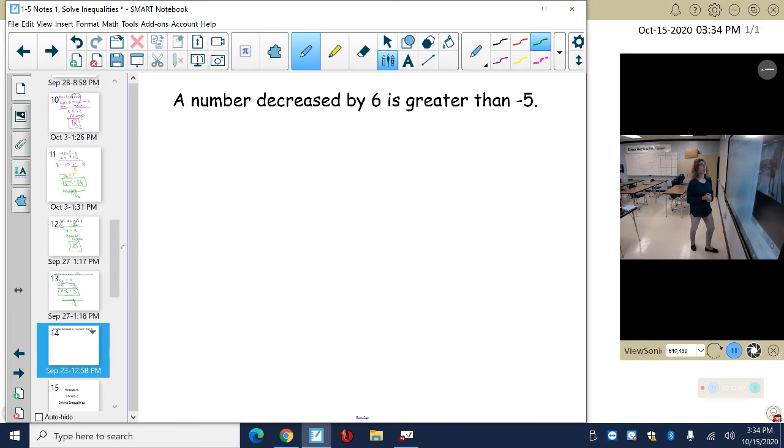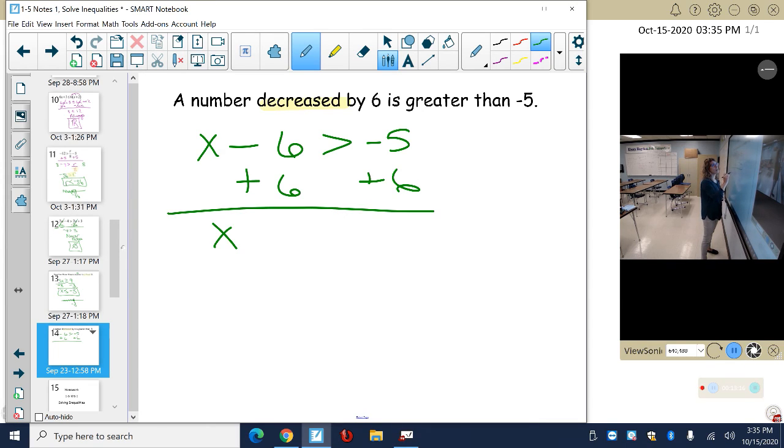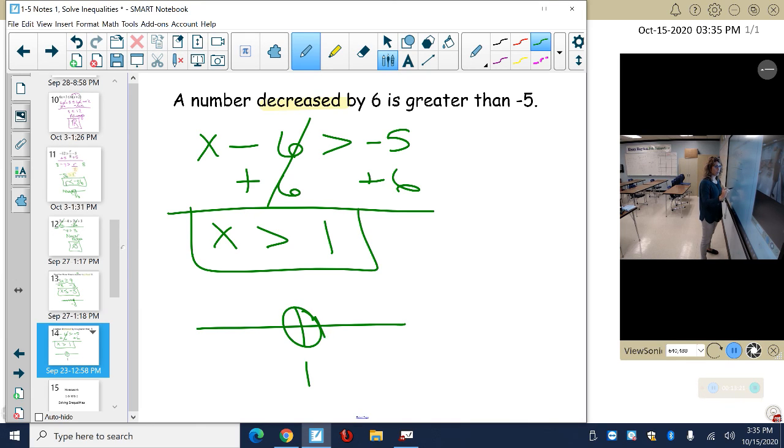Last example. A number decreased. Decreased is your key word there. What does decrease mean? Does it mean add, subtract, multiply, or divide? If I'm decreasing, I'm going from here down. So I'm taking away. So I'm going to have a number x, and I'm going to subtract off of it 6. And it is greater than, did it say greater than or equal to? It just said greater than. So I'm going to have the greater than symbol, -5. How do I solve that? Add 6. x is greater than 1. Here's 1. I open dot and shade to the right. That is it, guys.